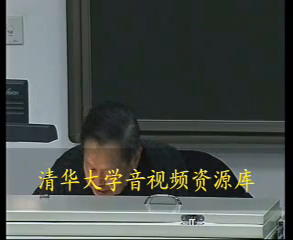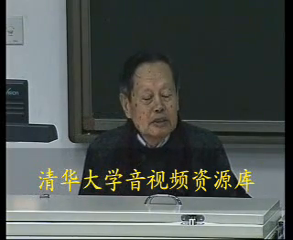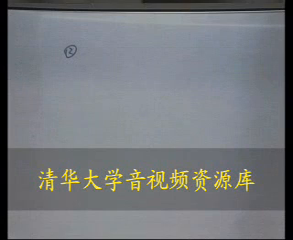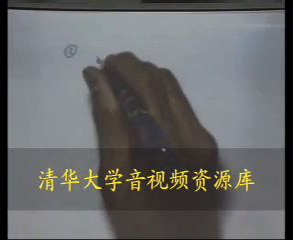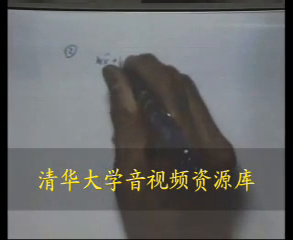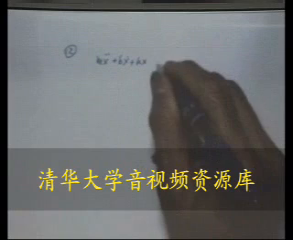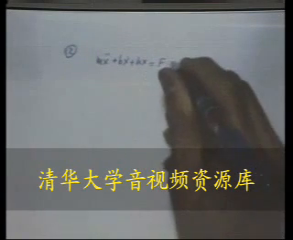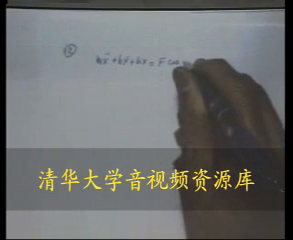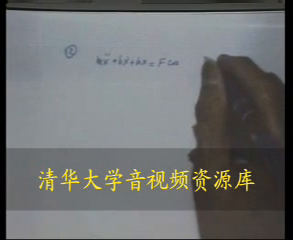Next point. I went too fast last time at the end. We were discussing a forced oscillation. So it's mx double dot plus bx dot plus kx is equal to f cosine omega t.